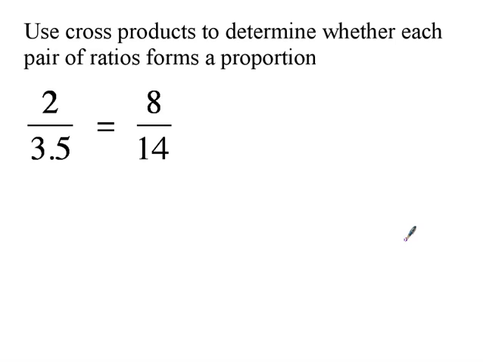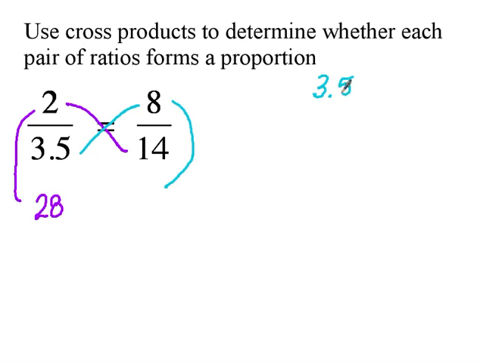And notice this one, it says use cross products to determine whether each pair of ratios forms a proportion. So a lot of this is once again the same thing we just got done looking at. So what I'm going to do is the cross products. Remember, I always start in the bottom right, and I'm going to multiply to the top left. So 14 times 2, what is 14 times 2? 28. Now I'm going to multiply the extremes. So 8 times 3.5, and you might not be able to do that in your head.